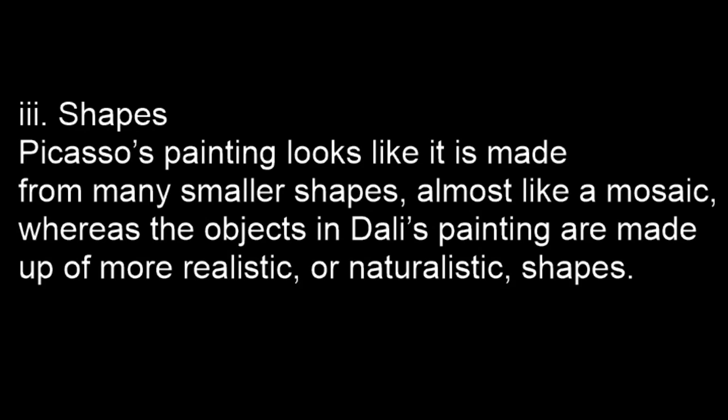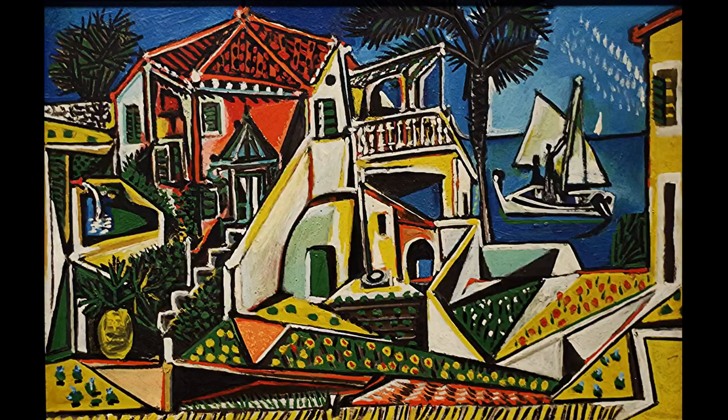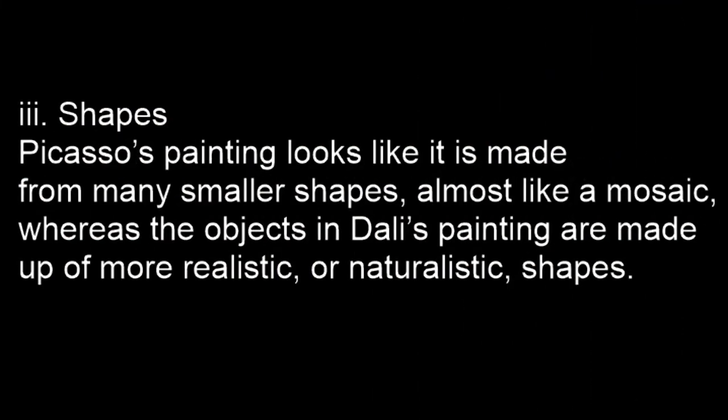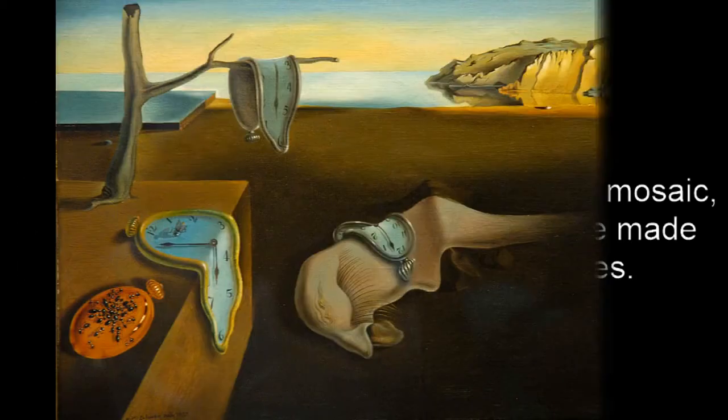My next paragraph, I will talk about shapes. So, again, I just have one sentence here. I'll read it aloud for you. Picasso's painting looks like it is made from many smaller shapes, almost like a mosaic. Whereas the objects in Dali's paintings are made up of more realistic or naturalistic shapes.